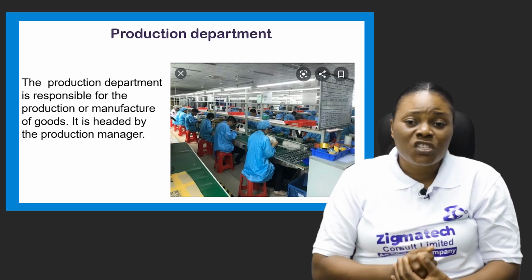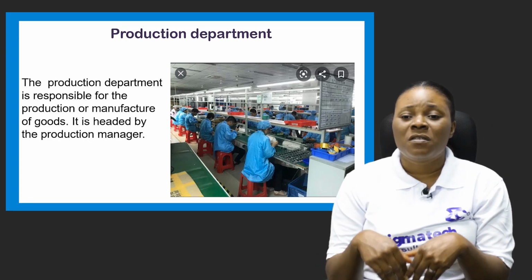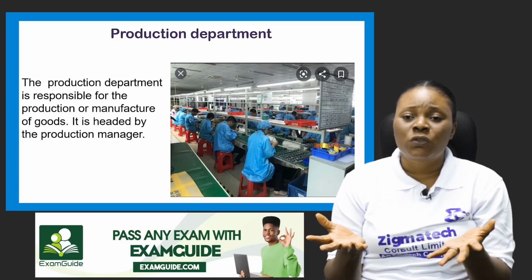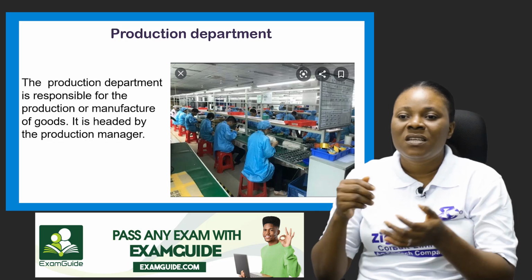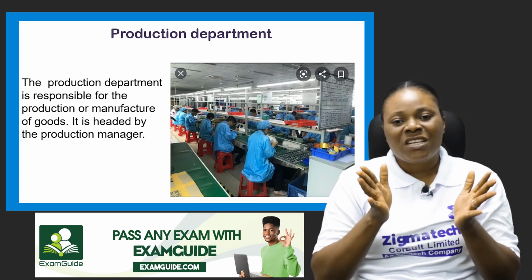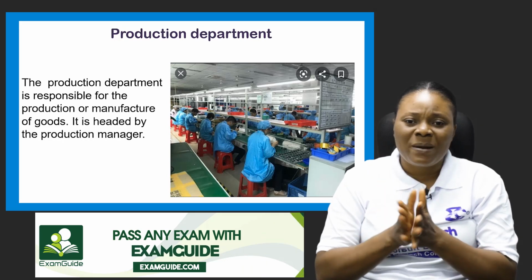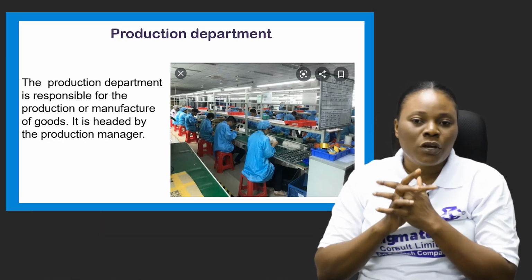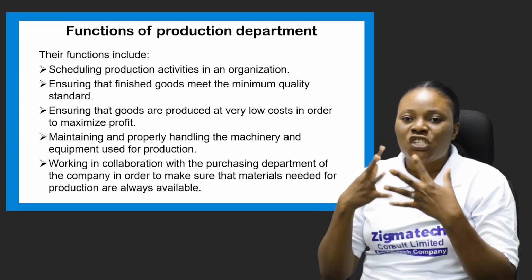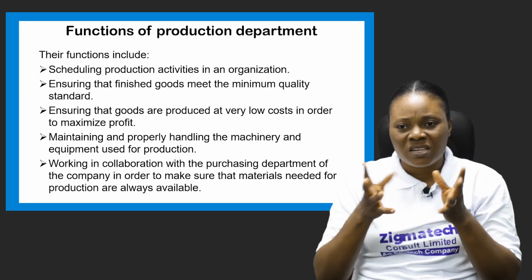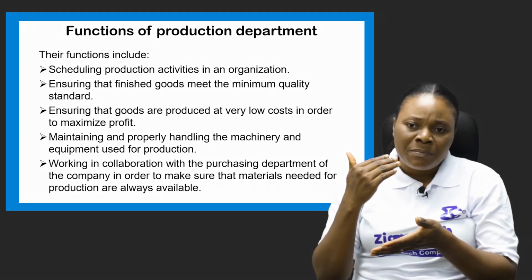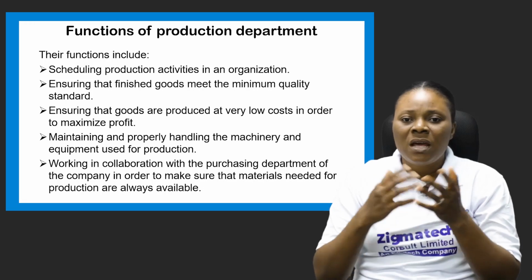Any organization that is in charge of creating things, producing goods to the consumers, they definitely have the production department. And just like every other department, the production department is headed by the production manager. What are their functions? They schedule production activities in the organization. That means they schedule how their production activities will be like.